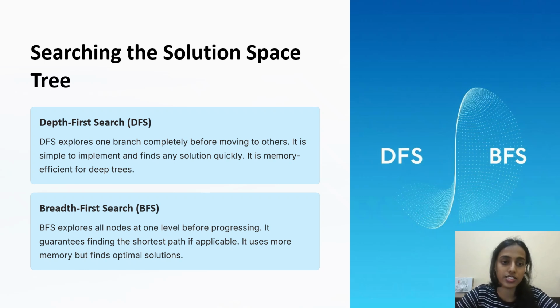What is depth first search? It explores one branch completely before moving to others. It is simple to implement, it finds a solution very quickly, and it is memory efficient for deep trees. It goes as deep as possible down one path before backtracking. It is implemented using recursion or a stack, and is a natural fit for backtracking algorithms. For example, subset sum and N-Queens are done using DFS.